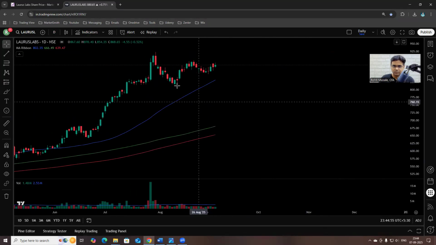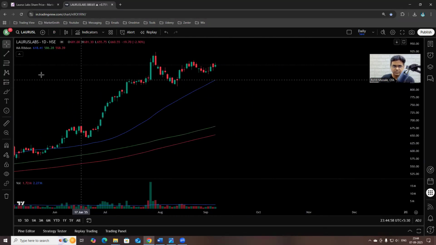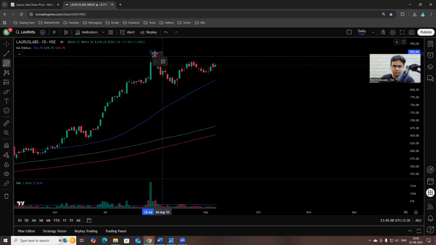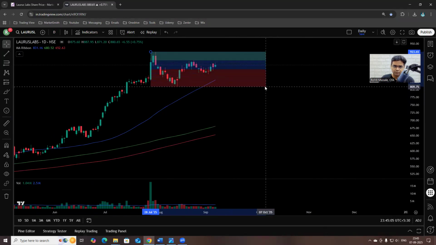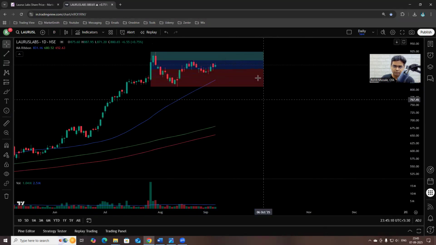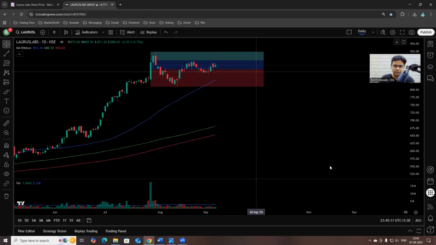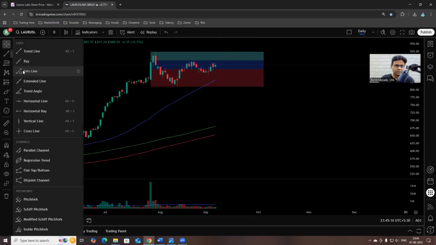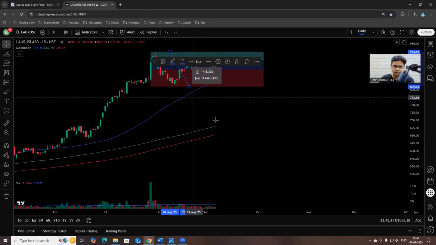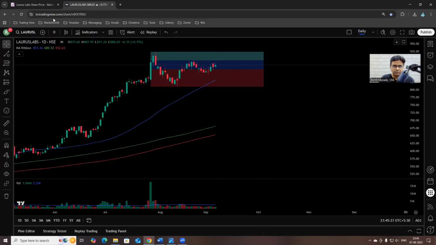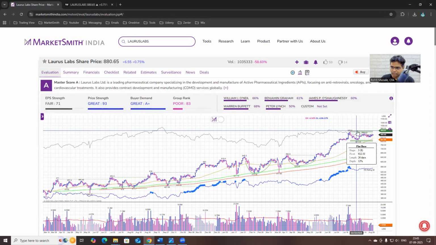So have a look at this. Let's measure the depth of this base. Let's draw the base first. That's the base, right? Let's measure the depth of the base. You see from here till here, roughly 13%. So let's see what's written here. If I hover my cursor here, it says depth 12. So there it was 12.33% something.